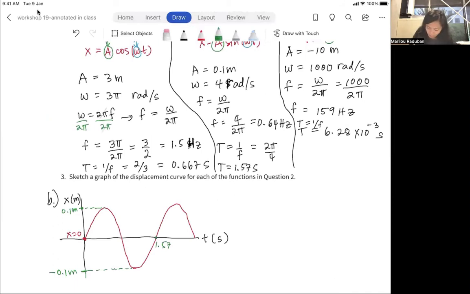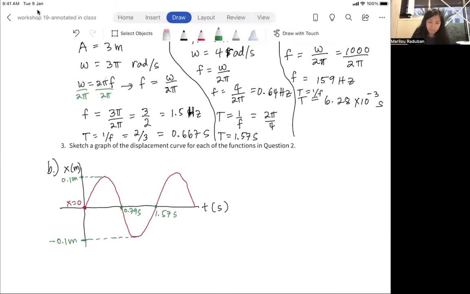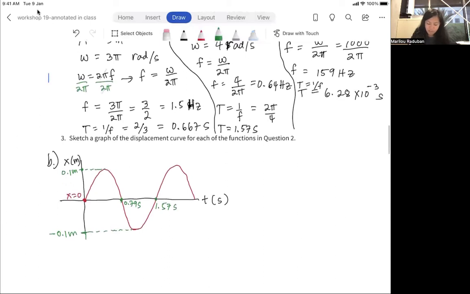And so half the period will be half of that, 0.79 seconds. Okay. Then you have a complete graph. You have the sinusoidal graph, and you've labeled the amplitude, the maximum displacement, and the period 1.57. So half a period is just optional to label, but at least you should label what your period is.